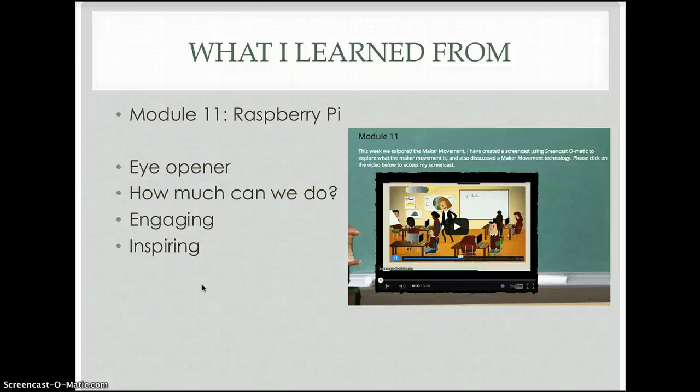This maker movement technology is very inspiring because it allows students to want to learn more about technology. It allows them to want to know more about other things like programming and computing, which will be very beneficial for the future. It's very motivating.